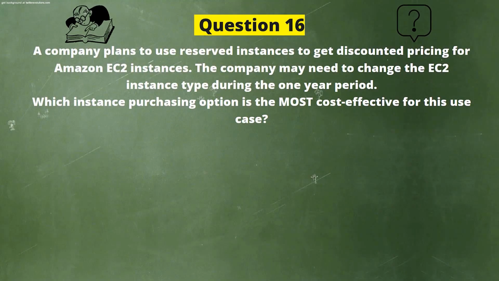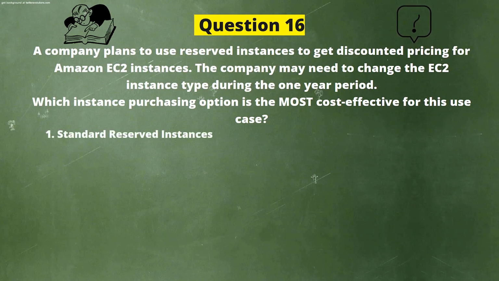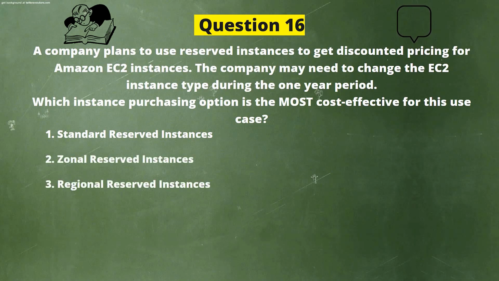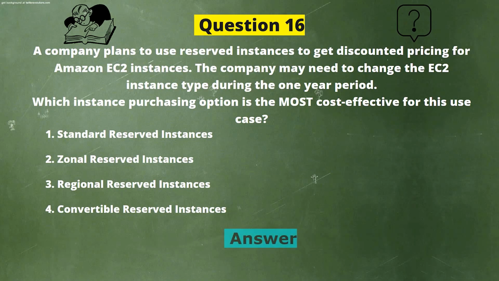Question 16. A company plans to use reserved instances to get discounted pricing for Amazon EC2 instances. The company may need to change the EC2 instance type during the 1-year period. And the options are: Option 1. Standard reserved instances. Option 2. Zonal reserved instances. Option 3. Regional reserved instances. Option 4. Convertible reserved instances. And the correct answer is Option 4.